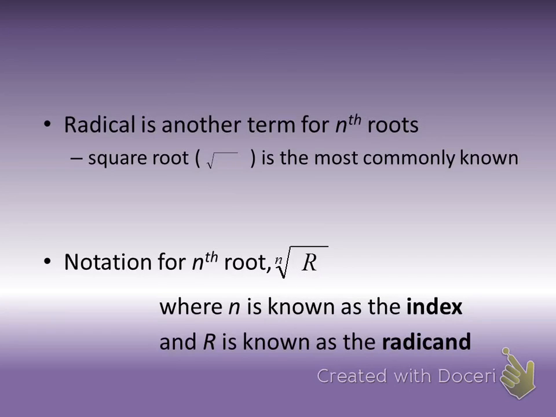So radical is another term for nth root. Nth root is the collective name of all of them: your cube root, your fourth root, your fifth root, your sixth root. Instead of saying all the numbers, they just use n as a general term. That's the general notation of it. The square root is the most commonly known, the one you guys have been working with for a while now, so you know that part.